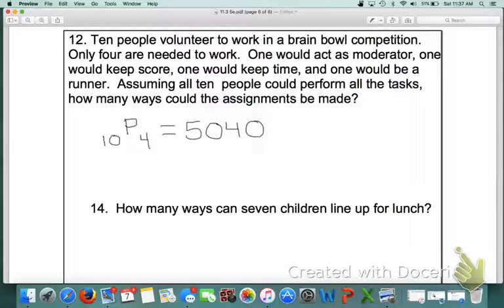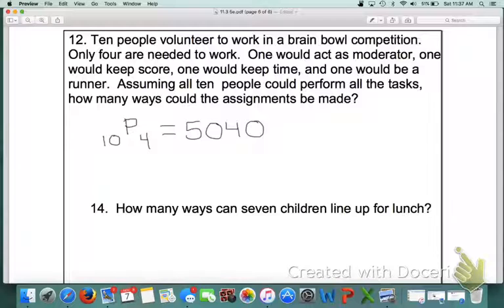Okay. There is no 13. I don't know where it went. I probably just misnumbered problems. Okay. But the last problem is number 14. Okay. Maybe I was just trying to avoid that unlucky number 13. It says, in how many ways can 7 children line up for lunch?